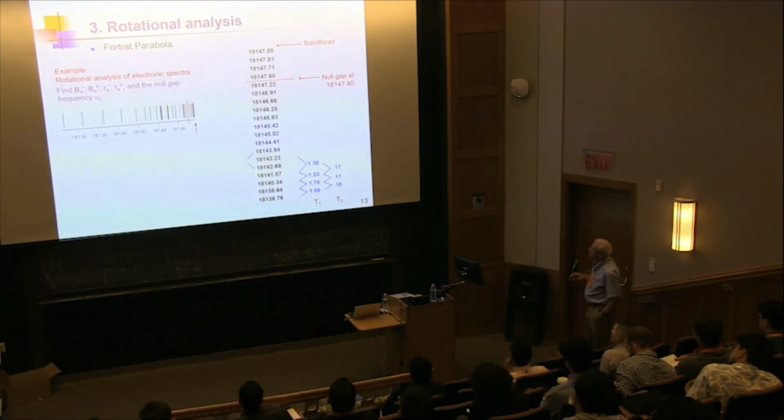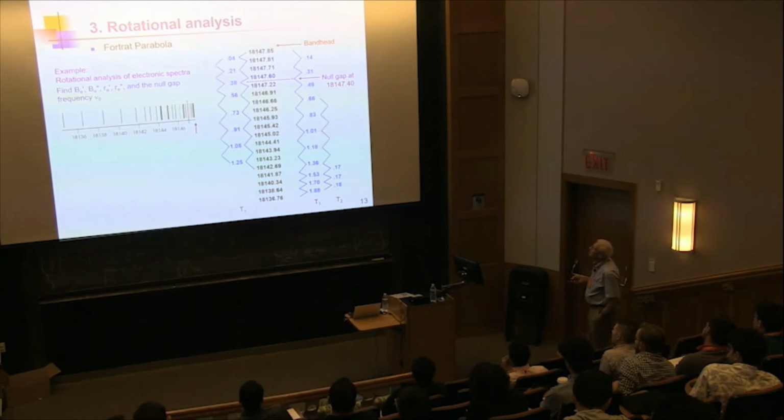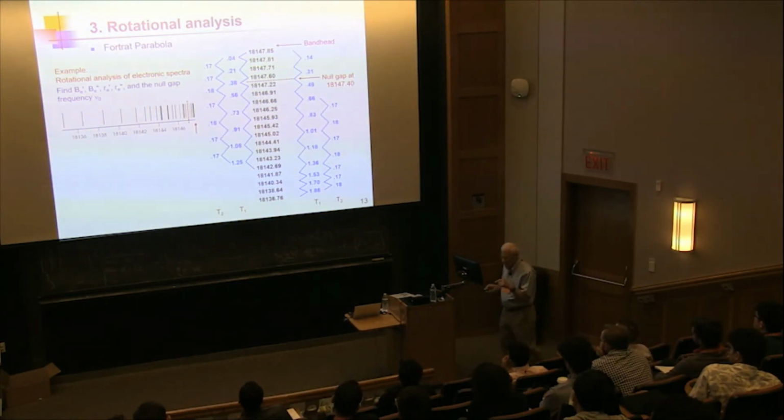And if you keep doing that, you can work your way in, and you're going to find the null gap, and you're going to identify the J's. It's all based upon this idea that T2 is a constant. But T2 can be plus or minus depending upon the relative values of B_v, B prime, and B double prime.